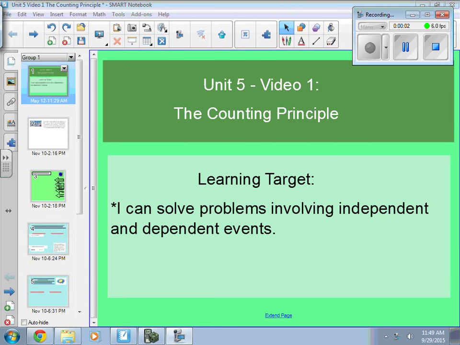We're going to be starting Unit 5. In Unit 5, we're going to be looking at stuff with possibilities and probabilities. Today, we're going to start with the counting principle, and the learning target is that you can solve problems involving both independent and dependent events. We'll talk about what those are.